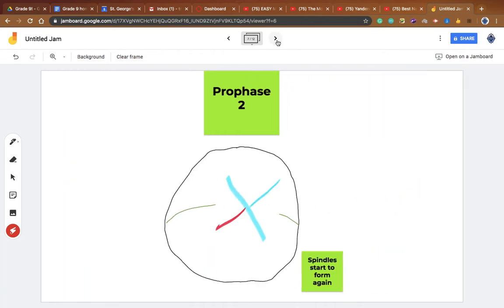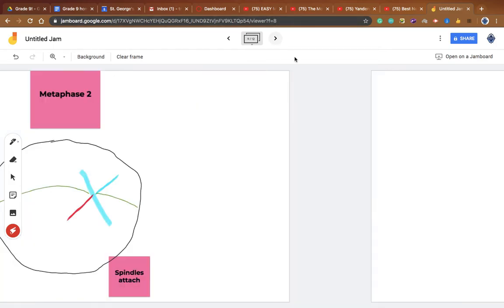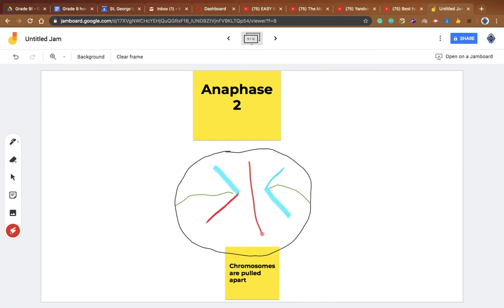So after telophase, we go into prophase, which again, similar to prophase 1, we see the spindles are starting to form, and now the nucleus has disappeared. We can see that in metaphase 2, the spindles have now attached to the chromosome here. You can see that it's attached to the centromere of the chromosome. Then in anaphase, you get them splitting in half. Now this one is very similar to mitosis, where the actual chromosome gets split in half.